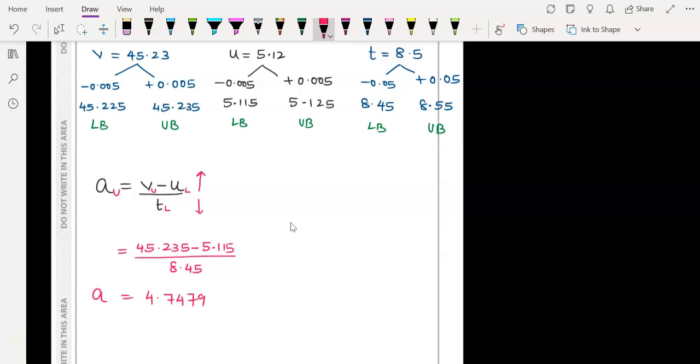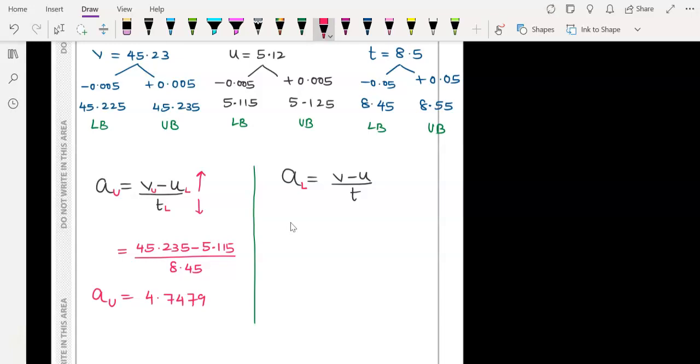Okay, this is the value of A upper bound. Now, since they didn't mention exactly which bound they want, we'll find out both. So let's work out the lower bound for A. A equals V minus U upon T. Now, I need to find the lower bound for A. I need the smallest value of A.